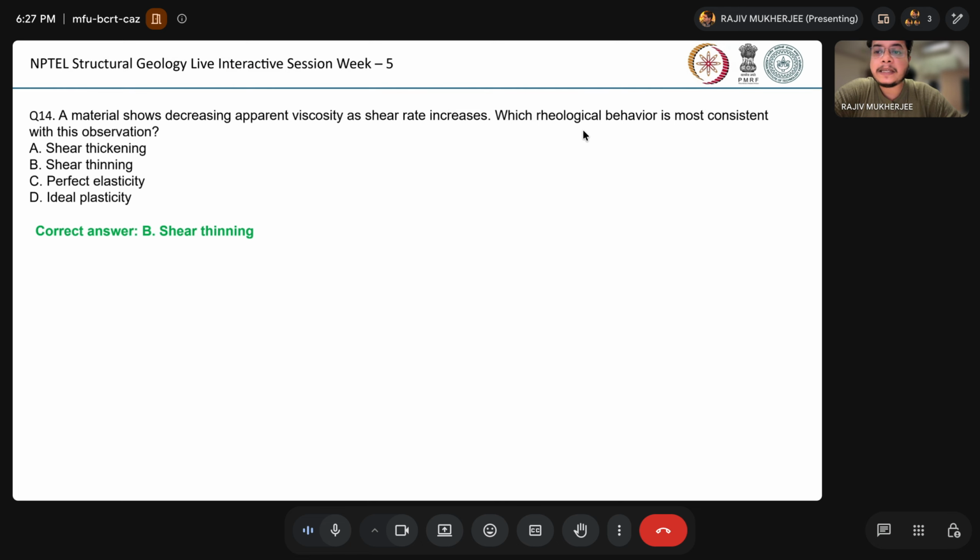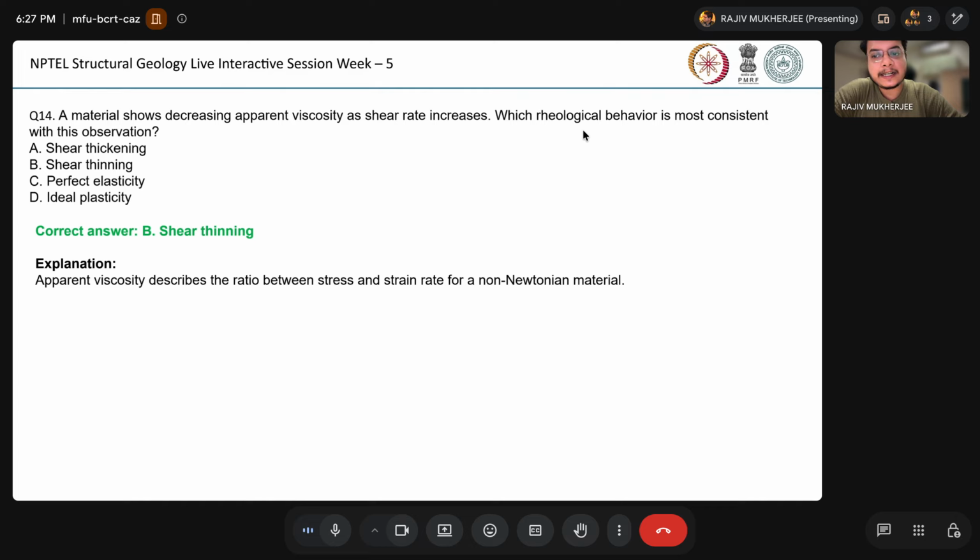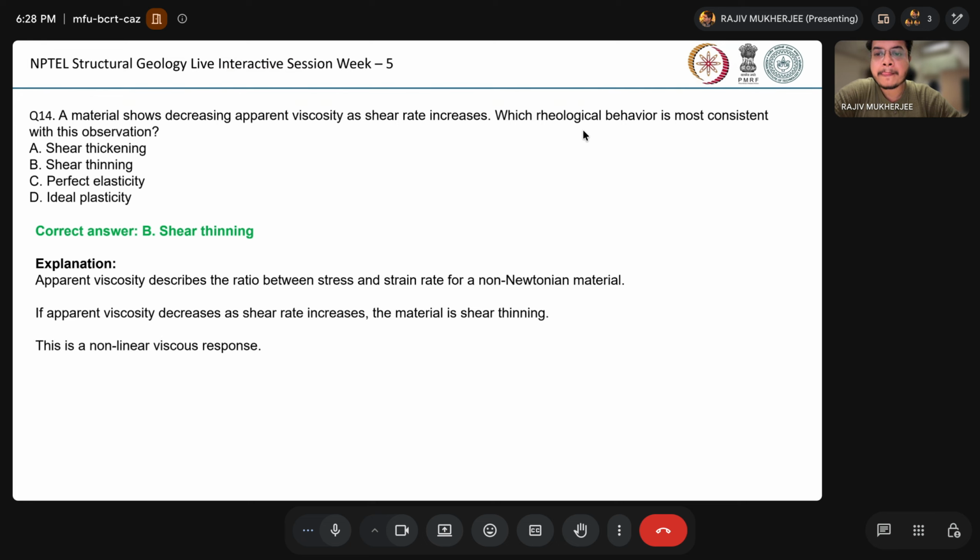Okay, so option B is correct, shear thinning, right? And to explain that, apparent viscosity describes the ratio between stress and strain rate for a non-Newtonian material, right? That is for shear. So if apparent viscosity decreases as shear rate increases, the material is localizing the deformation, so therefore it is a shear thinning material, right? And this is of course a non-linear and therefore non-Newtonian viscous response.